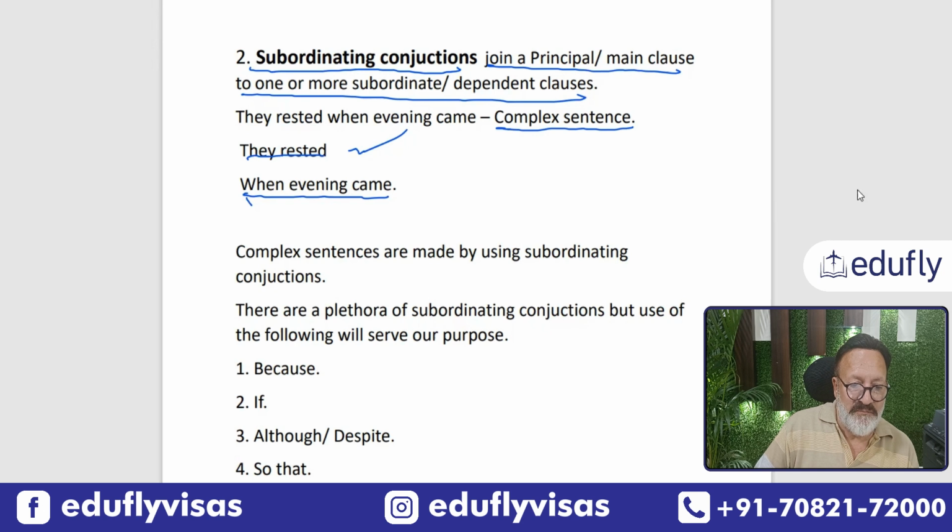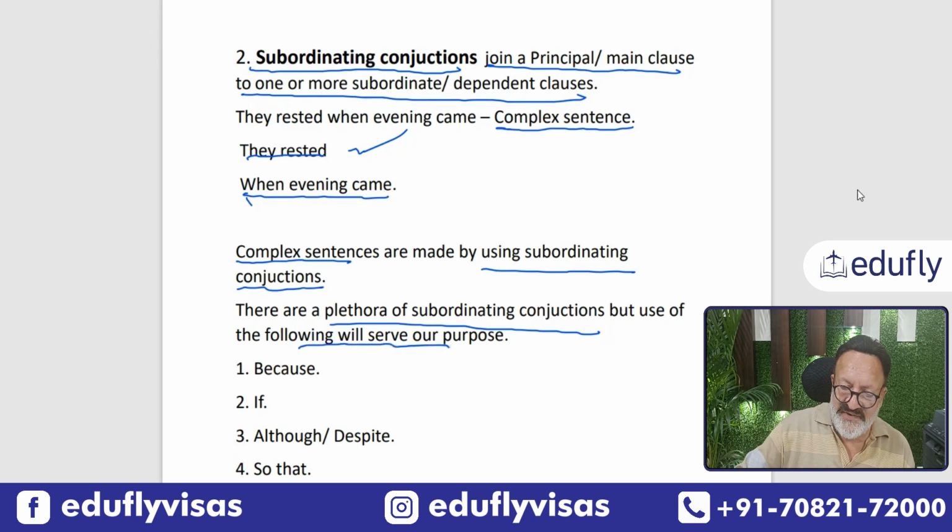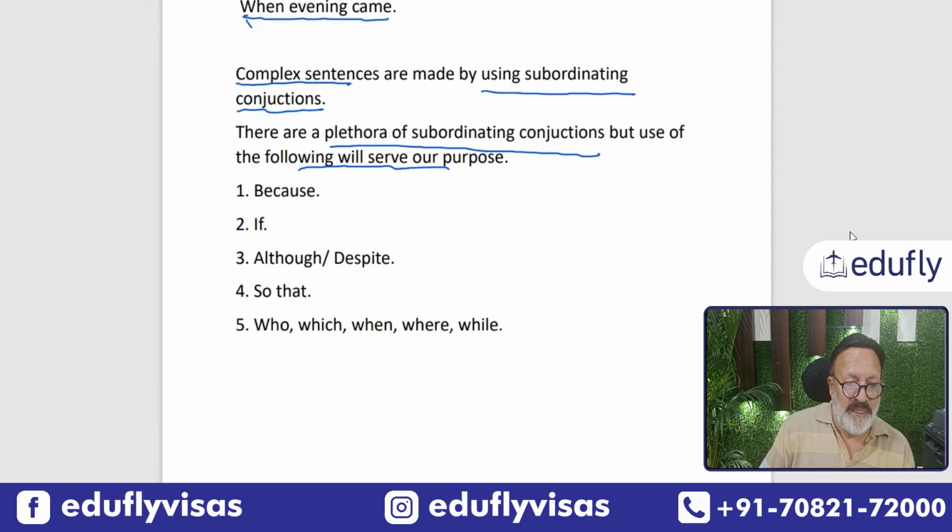Complex sentences are made by using subordinating conjunctions. Now there are a plethora of them. Plethora means there are a whole lot of conjunctions you can use to make complex sentences. But the following will basically serve our purpose. I have picked out the ones which we can make quite easily, and I'll show you how. So we have because, क्योंकि; if, अगर; although, हालांकि. I think you should know what हालांकि means.